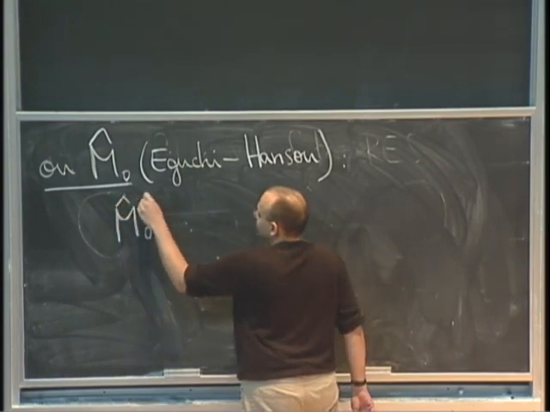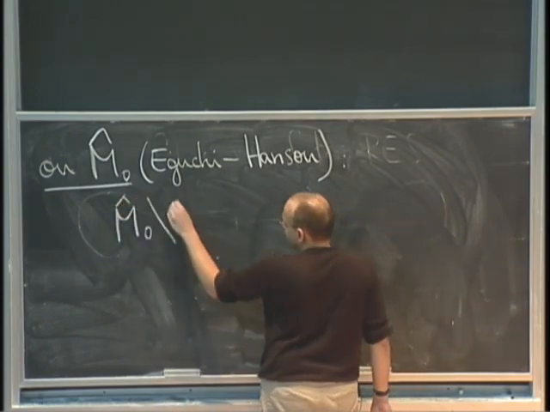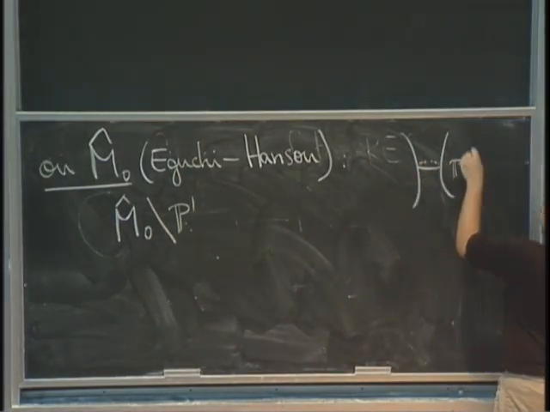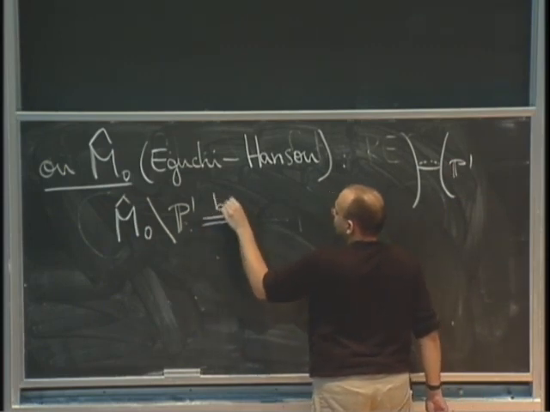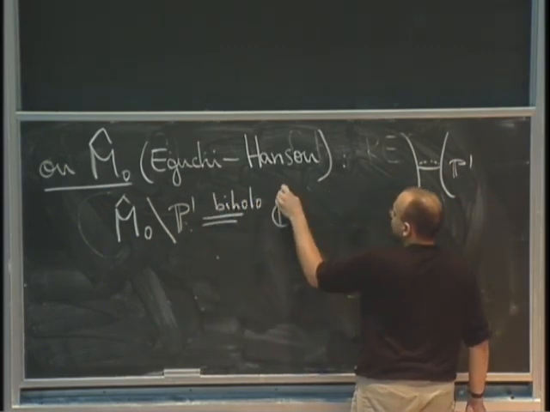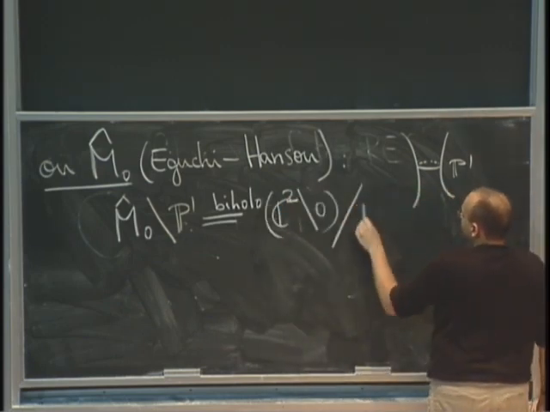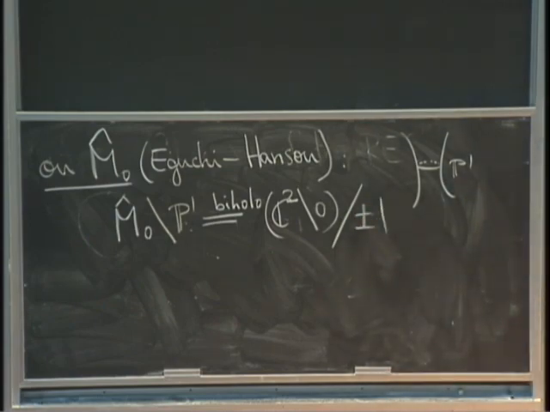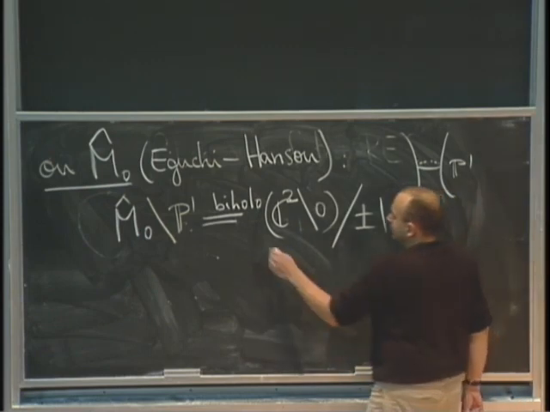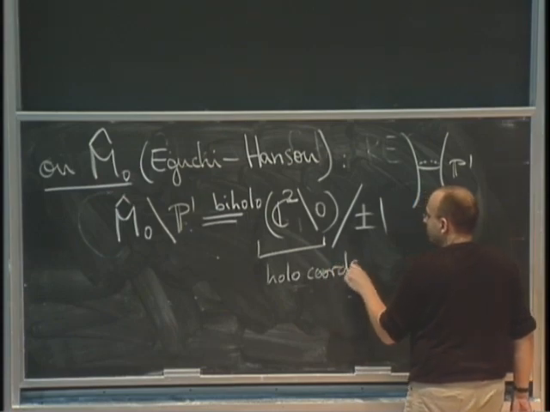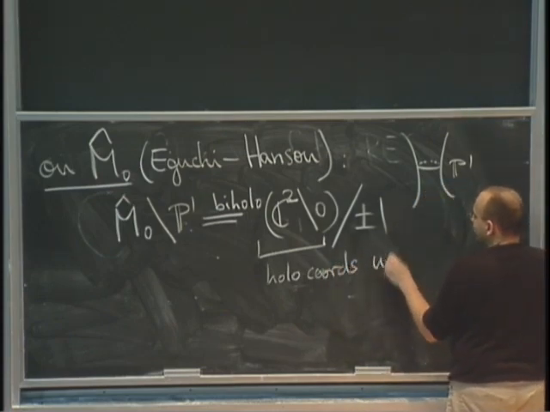So what you're saying is that M0 hat minus this P1 is just biholomorphic to C2 minus the origin, modded out by plus minus 1. So away from this P1, I haven't actually done anything to my complex space. So on here I have these holomorphic coordinates u and v.